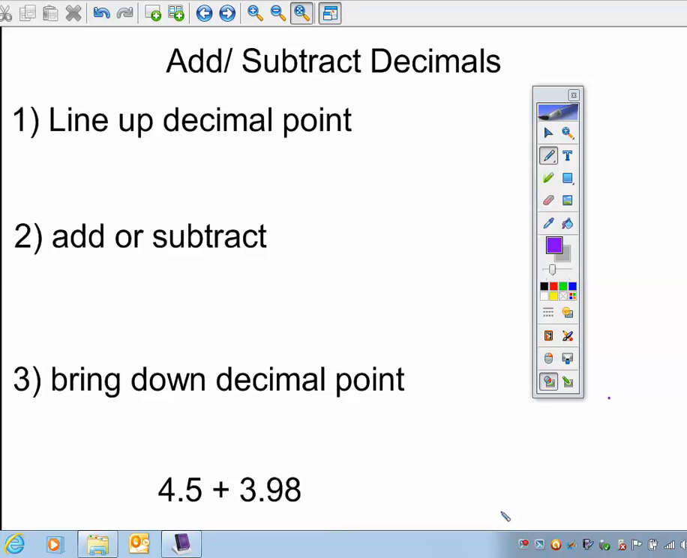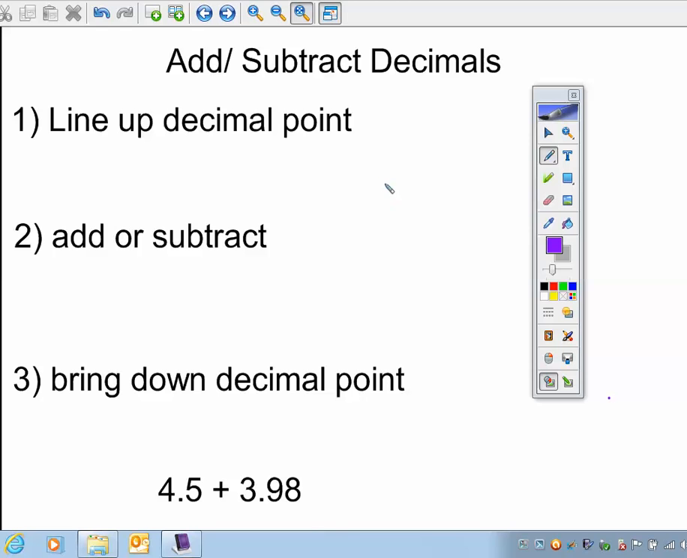Hello students, today we're going to talk about how to add and subtract decimals. When you add and subtract decimals, the only thing you're going to change is to line up the decimal point. This is really important. So here you're going to line up the decimal point, that's your first step. After you do that, you're just going to add or subtract.